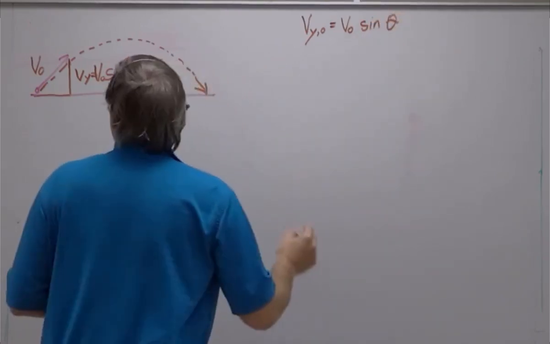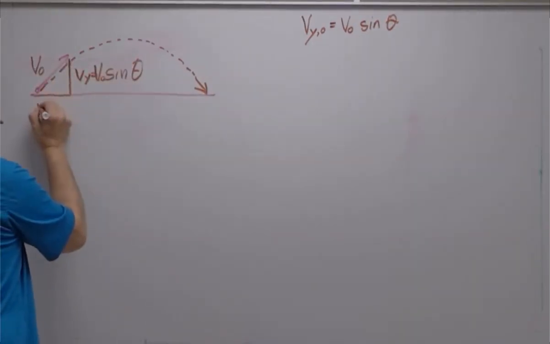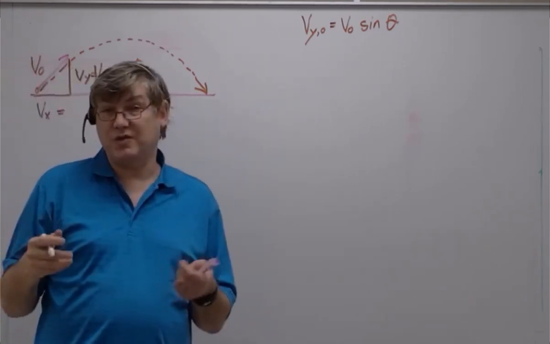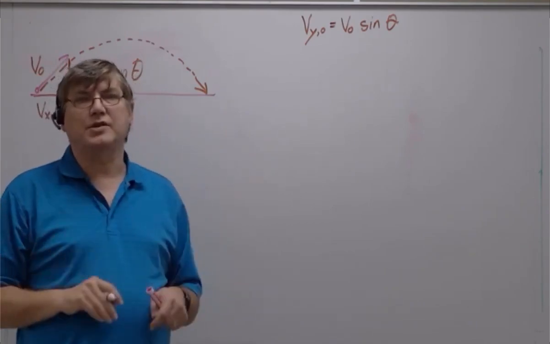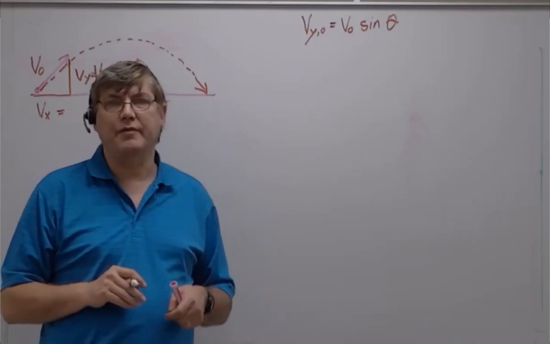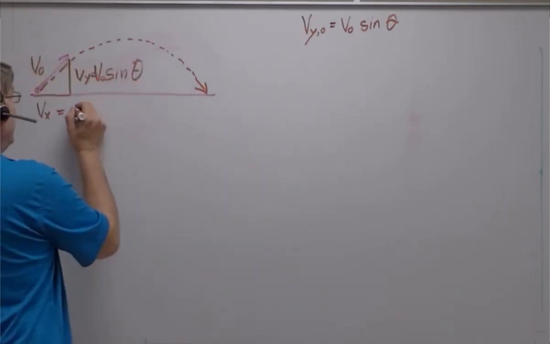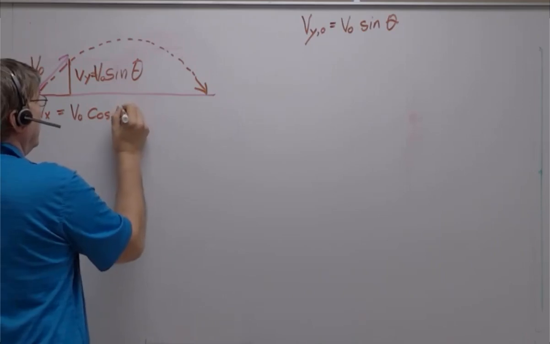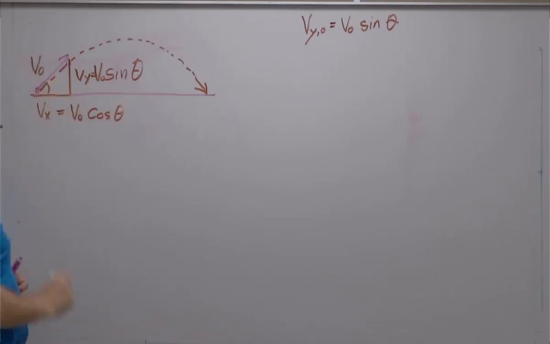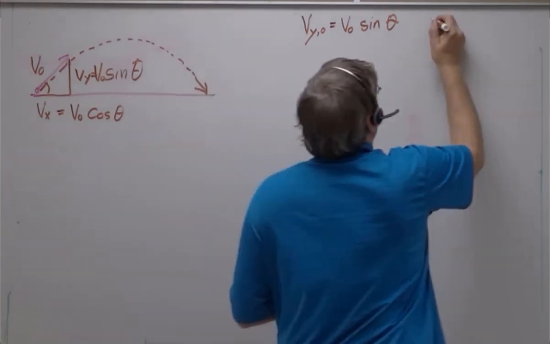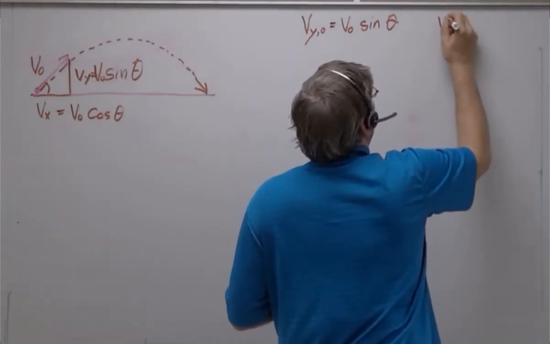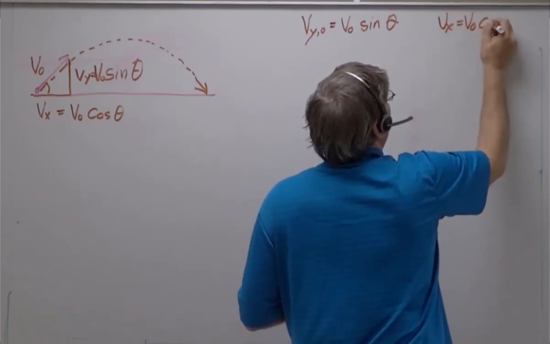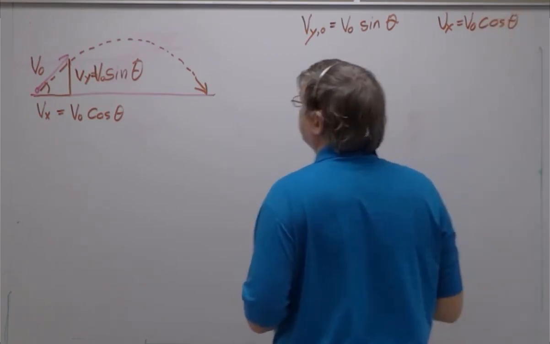Okay. Now in the x direction, we have Vx, which we could say that's Vx naught, but really it's just Vx because the horizontal velocity remains unchanged throughout the flight of the projectile. So I'll just call it Vx. It's going to equal V naught times the cosine of the angle. Okay, so whatever this angle is. So let's label this Vx, and it's equal to V naught times the cosine of the angle.